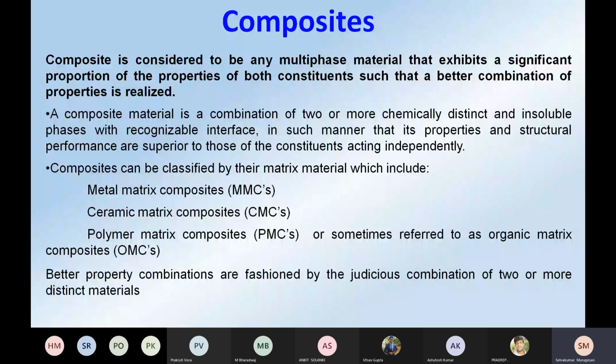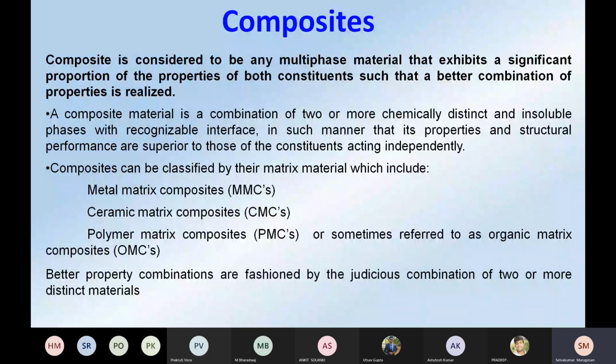That means you take a minimum of two materials with distinct phases as well as distinct properties. Now, how you make interactions between these two materials is very important to have those desired multifunctional properties. A composite material is a combination of two or more chemically distinct and insoluble phases. They should not dissolve in each other, with a recognizable interface. Of course, they are not chemically attached. There should be an interface between the two phases in such a manner that the properties and structural performance are superior to those of the individual components or phases.